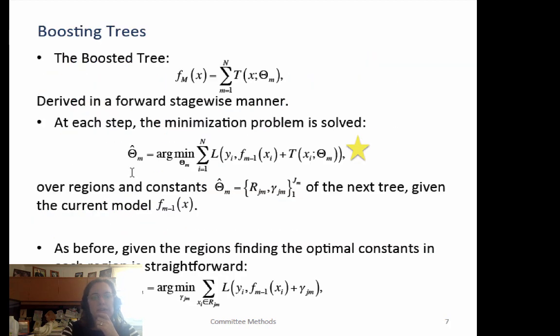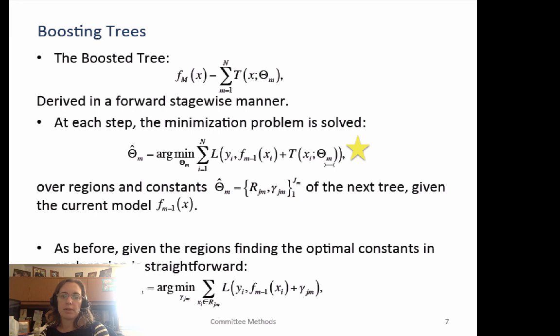Okay, so the estimate of the parameters is going to minimize the loss function. And here we have yi. This is for all the training data, the loss function between yi and a new function that I'm writing here. And what does it mean? It means this is the functional prediction at the last iteration, and it's going to be added to the prediction derived from the new iteration.